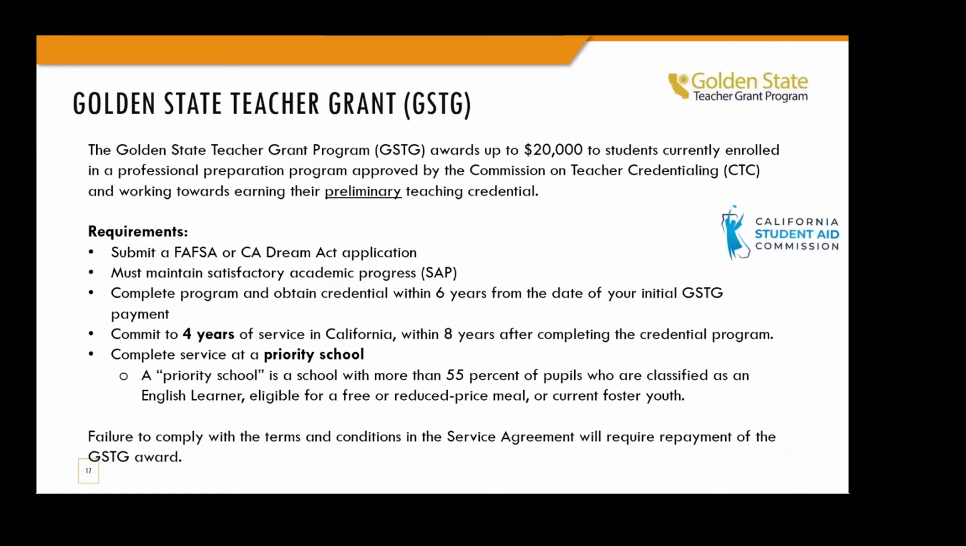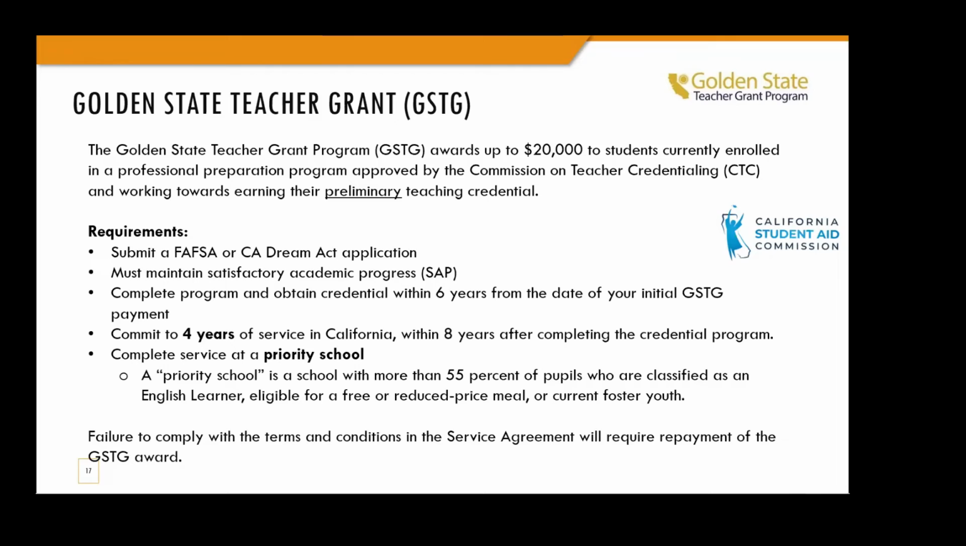Okay, so the next program that's available is the Golden State Teacher Grant. The Golden State Teacher Grant awards up to $20,000 to students currently enrolled in a professional preparation program approved by the Commission on Teacher Credentialing, or CTC, and working towards earning their preliminary teaching credential. So this one is important to highlight: preliminary. We know that there are different types of credentials. We have the preliminary, we have the clear. Golden State Teacher Grant is only available to students pursuing a preliminary.